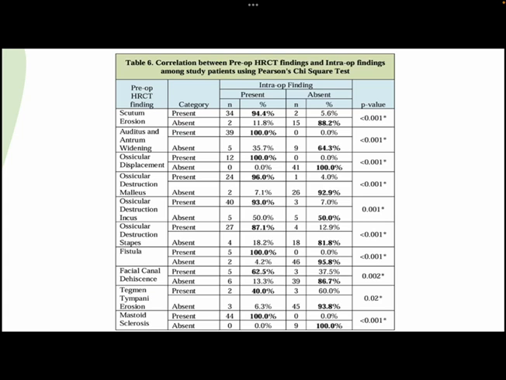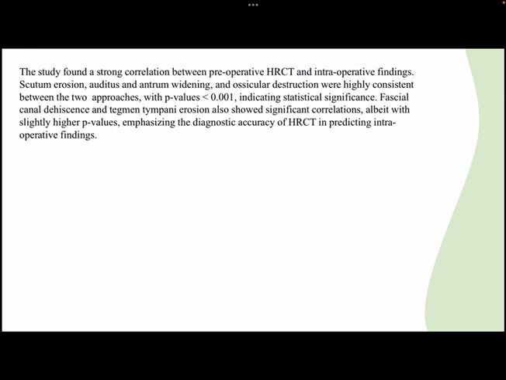This table shows correlation between pre-op HRCT findings and intra-op findings among study patients using Pearson's chi-square test. This study showed a good correlation between pre-op HRCT and intra-op findings with a p-value of less than 0.01. Facial canal dehiscence and tegmen tympani erosion also showed good correlation but with slightly higher p-values. The study found a strong correlation between preoperative HRCT and intraoperative findings. Scutum erosion, aditus and antral widening, and ossicular destruction were highly consistent between the two approaches, with p-values of less than 0.001, indicating statistical significance. Facial canal dehiscence and tegmen tympani erosion also showed significant correlations, albeit with slightly higher p-values, emphasizing the diagnostic accuracy of HRCT in predicting intraoperative findings.